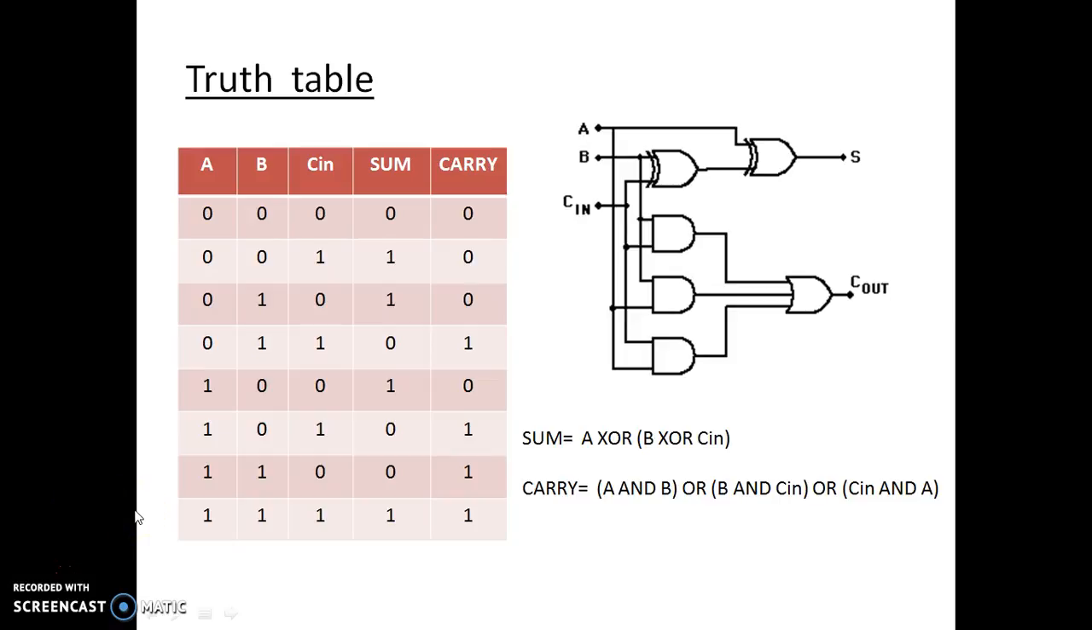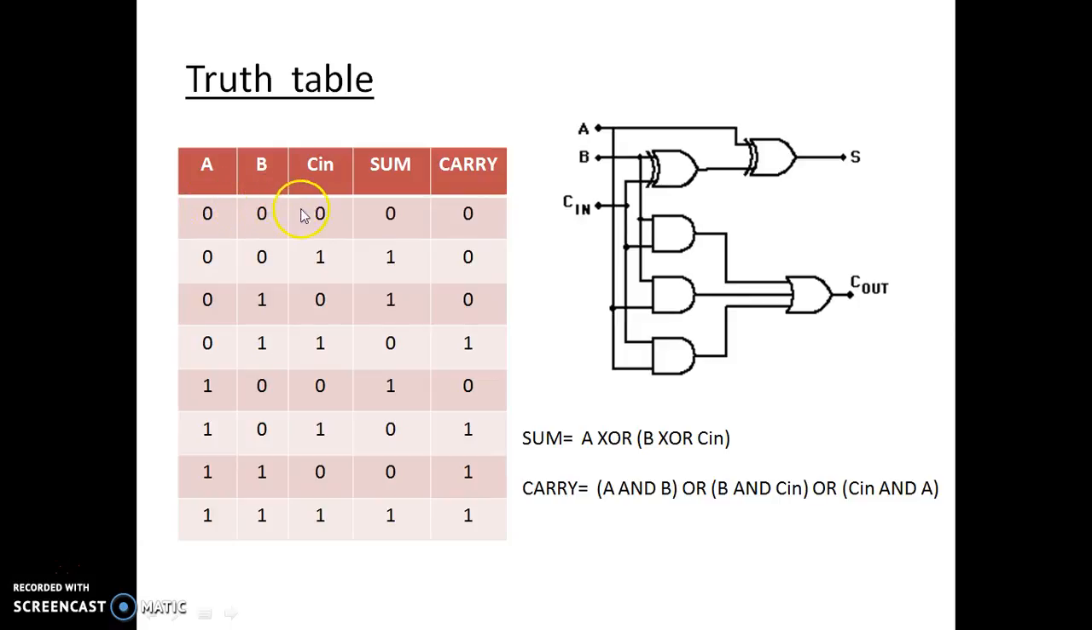So in this slide, truth table for the full adder is shown. As we have seen earlier, full adder circuit has 3 inputs. So A, B, C in are our 3 inputs, and it has 2 outputs. So sum and carry are our 2 outputs. Now we have 3 inputs, so 2 raised to n, where n is number of inputs. So 2 raised to 3 gives you 8. So for 3 inputs we have 8 combinations of the inputs. So for each combination we have calculated sum and carry.